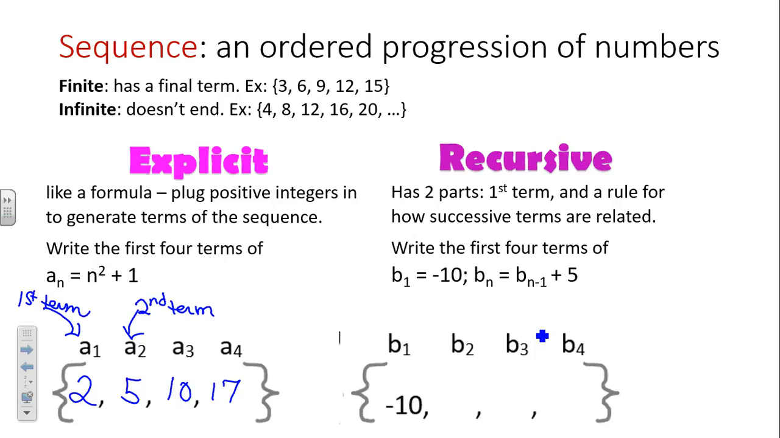So when we want the second term, when we want b sub 2, we're going to take b sub 2 minus 1 and add 5 to it. What is 2 minus 1? And b sub 1 stood for what? So we're going to take a negative 10 and we're going to add on 5. And what do we get? Negative 5.